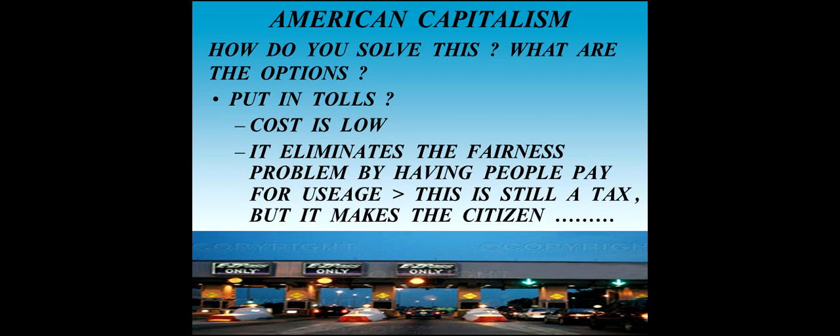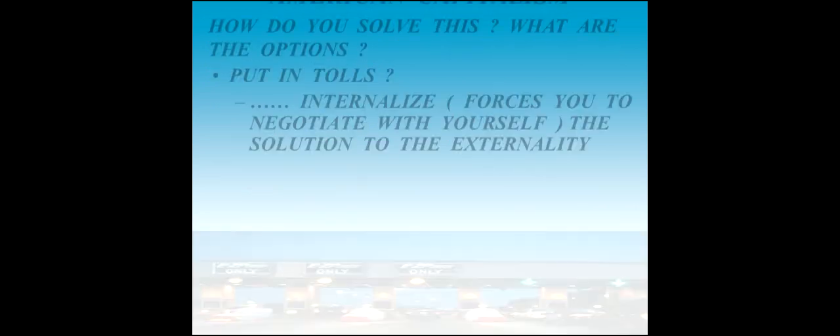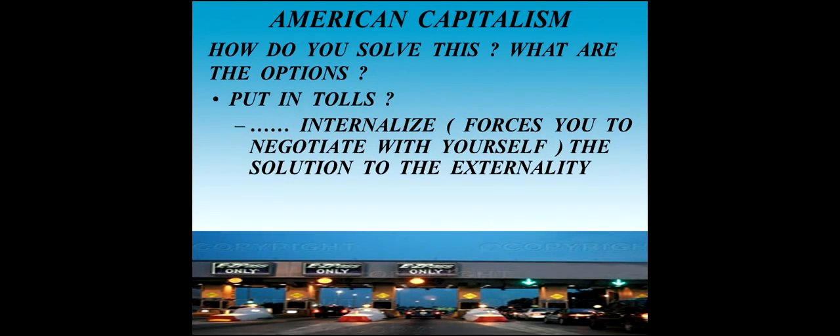Now somebody would say, hey, wait a second, that's still a tax. And yes, it is. But here's a very interesting thing about that tax, the toll. It makes the citizen actually use the Coase theorem on themselves by internalizing, forcing you to negotiate with yourself the solution to the externality.